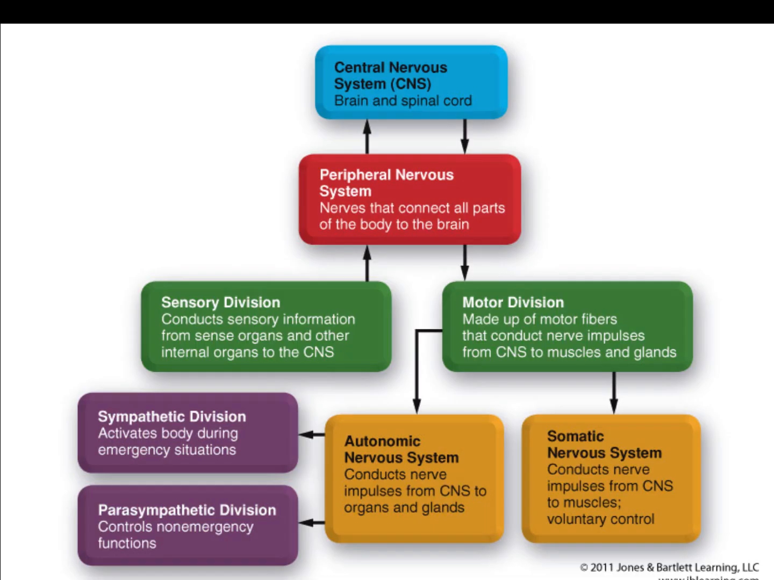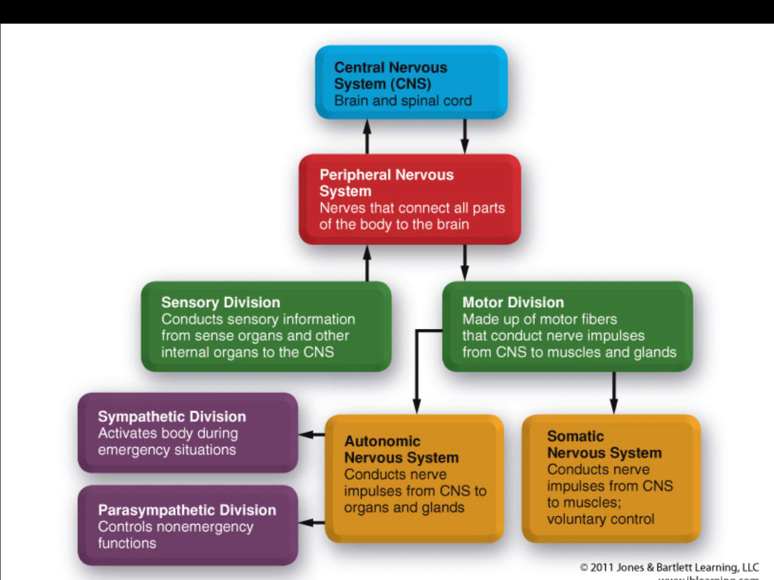Okay, so this is a good graphic for you guys to help put all this together. Your central nervous system, the only 2 things in your central nervous system are your brain and your spinal cord. That's it. Okay. It receives information from the rest of the body in order to function. From the central nervous system, we go into the peripheral nervous system, and those are the nerves that connect all the parts of the body to your brain. Basically, the peripheral nervous system is all the nerves that are branching out of your spinal cord or your spinal column, all the way to your fingertips and your big toes.